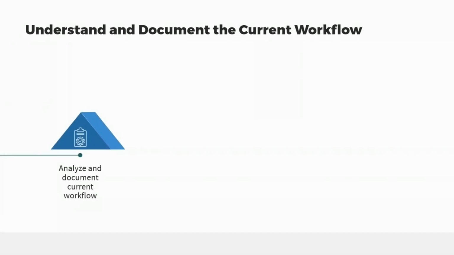Now, understanding and documenting the current workflow is a critical initial step in AI automation workflow development, enabling organizations to identify tasks, decision points, roles, and sequences within existing processes. Basically, organizations conduct a comprehensive analysis of the current workflow, documenting each step, input, output, and decision point to gain a clear understanding of the process.